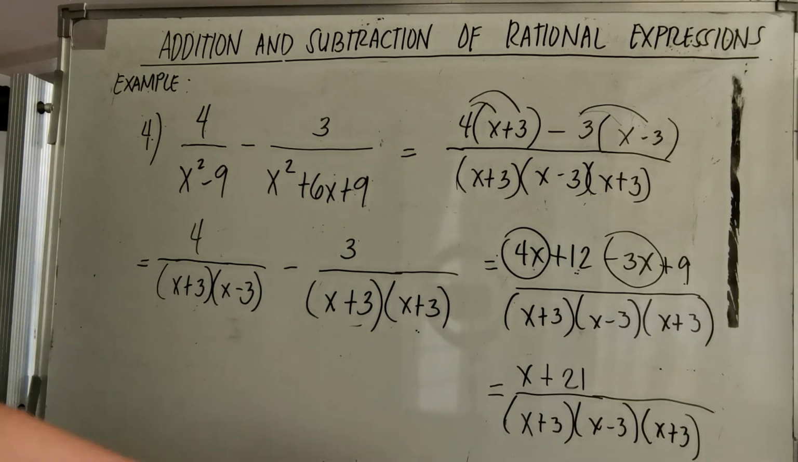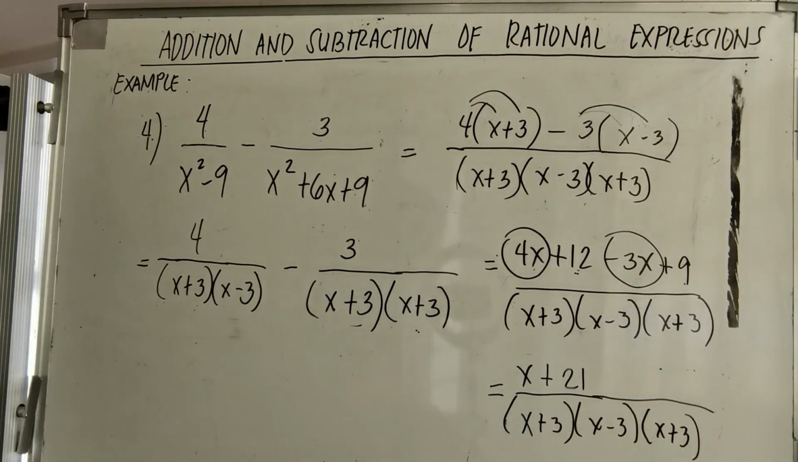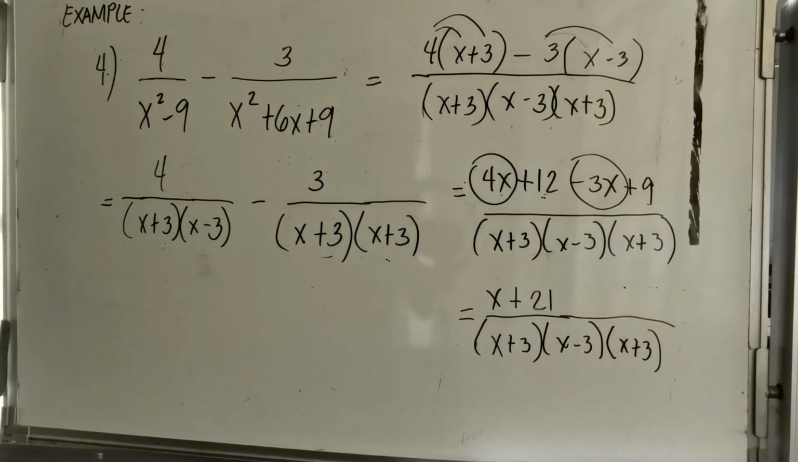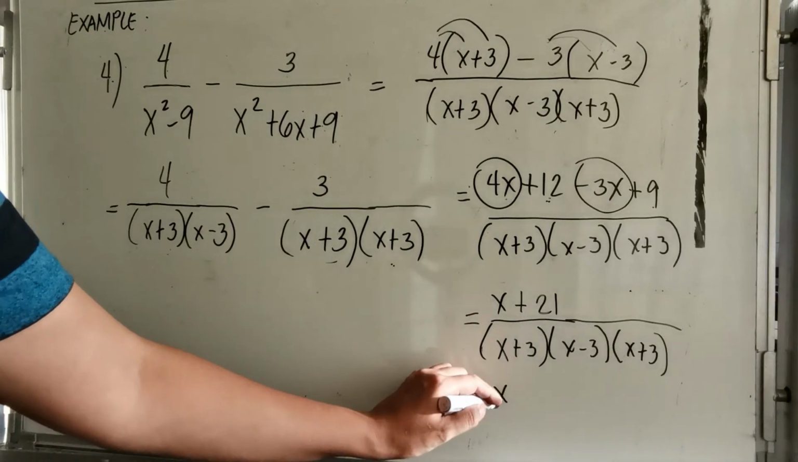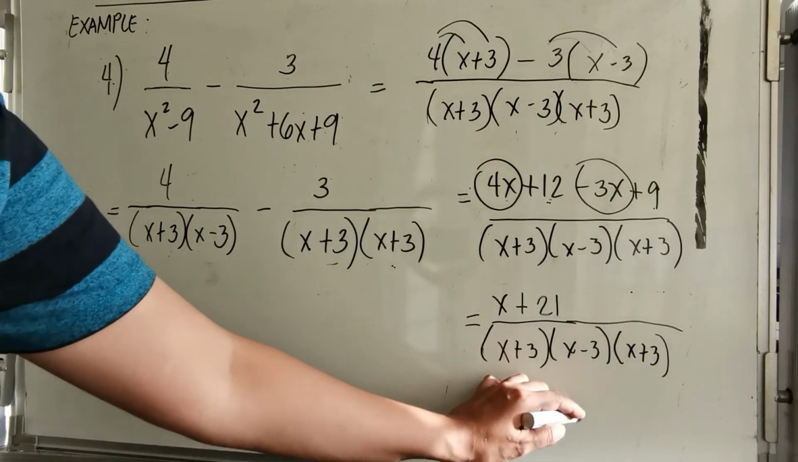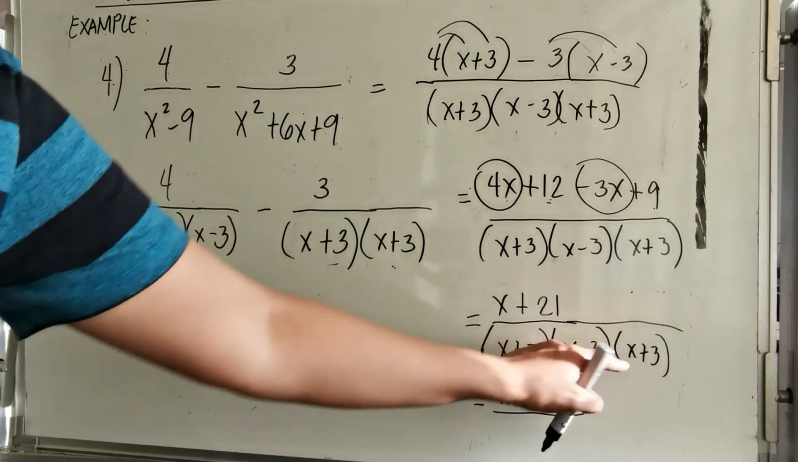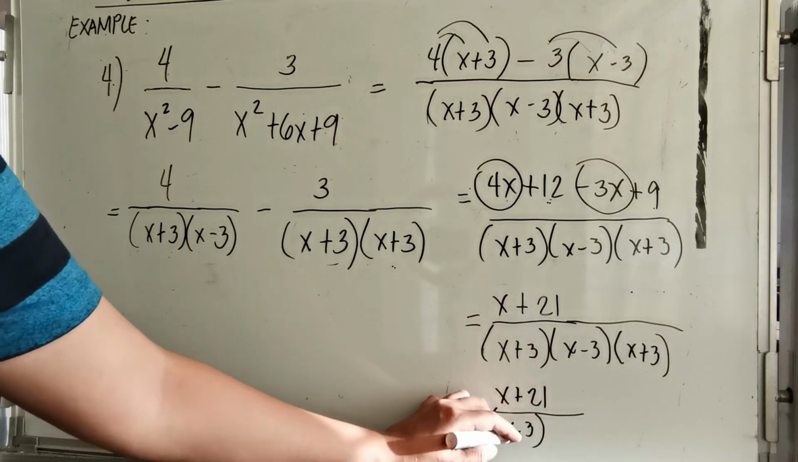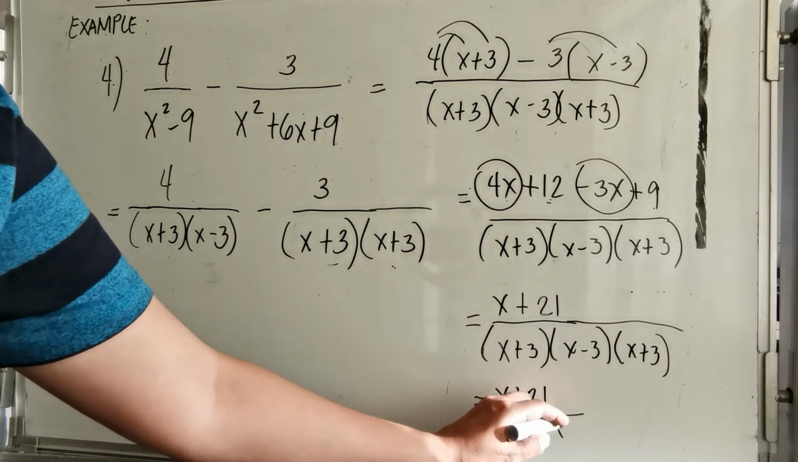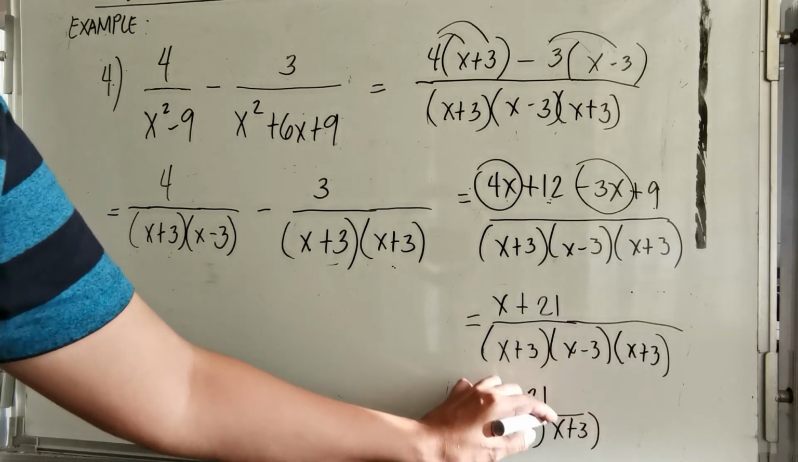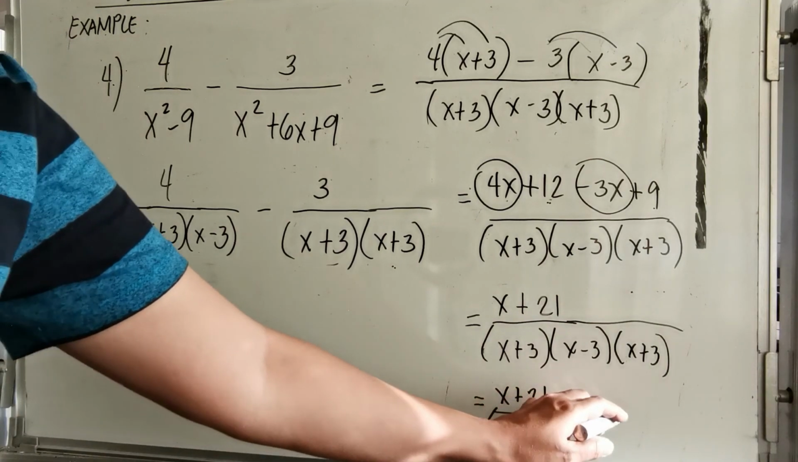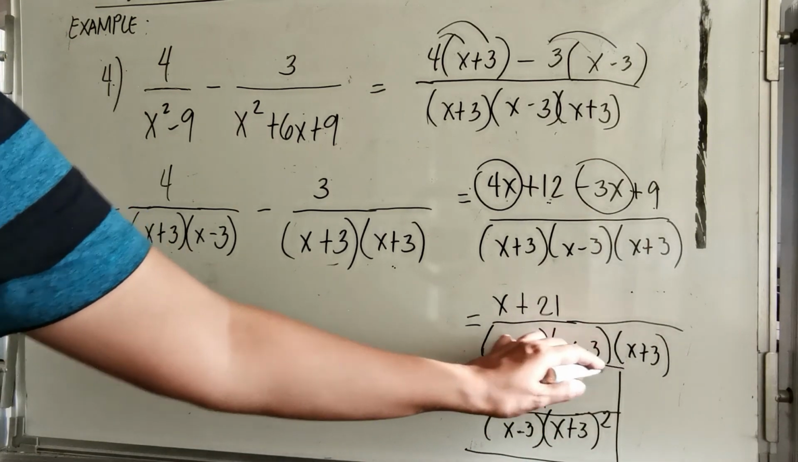So, pwede na lang natin i-simplify yung ating final answer as, so we have x plus 21 over, pagsamahin na lang natin to. So, we have x minus 3, then x plus 3 squared. Okay? So, ito na ngayon yung ating final answer.